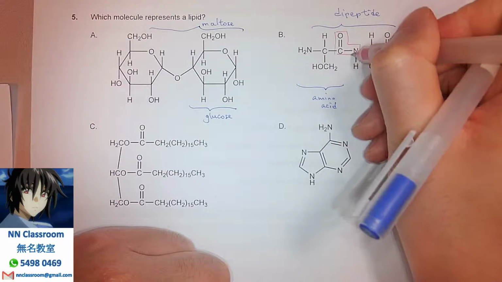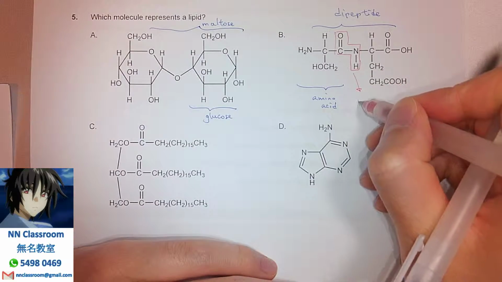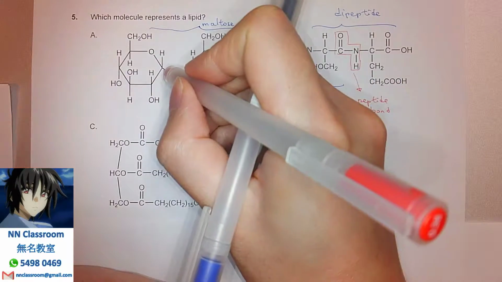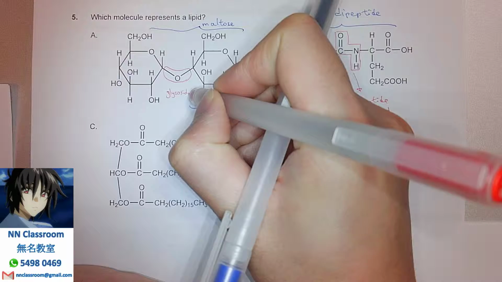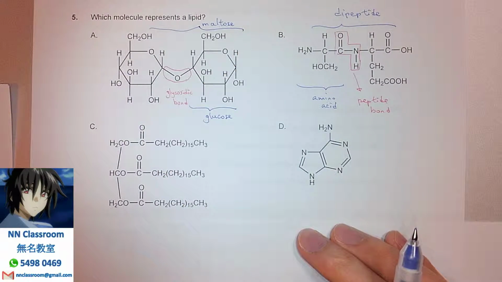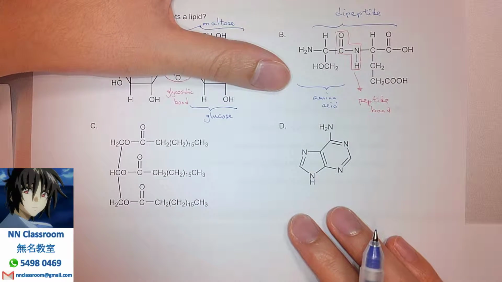The link between one amino acid and the next amino acid joined together, we call it peptide bond. Just mark it again, the previous one, this link, we call it glycosidic bond. Right? So obviously B is going to be a case related to protein. So that's why not our choice. Our choice is lipid, right?